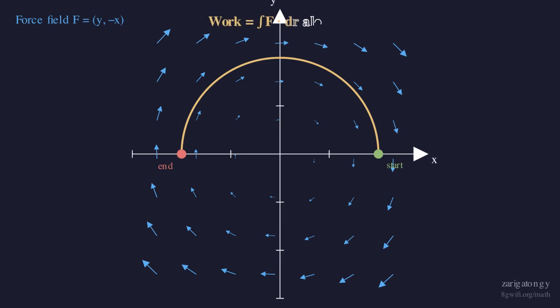At each point, we compute F dot dr, the component of the force along the direction of motion. When the force aligns with movement, work is positive. When it opposes, work is negative. The line integral adds up all these tiny contributions.